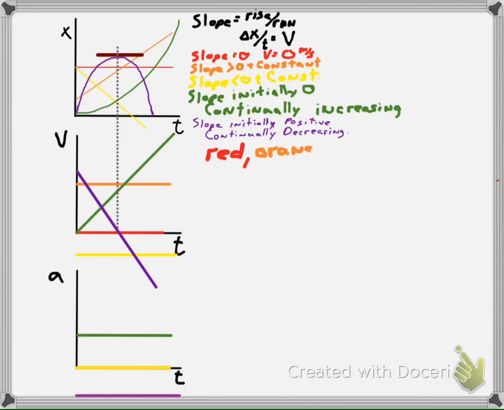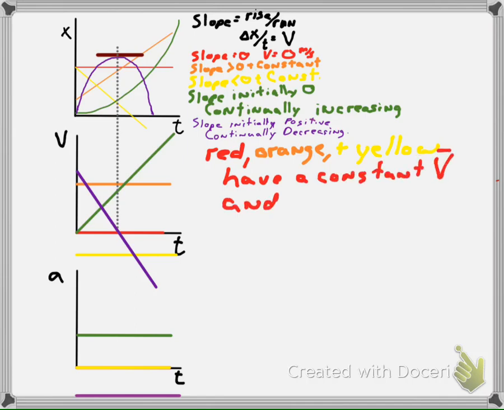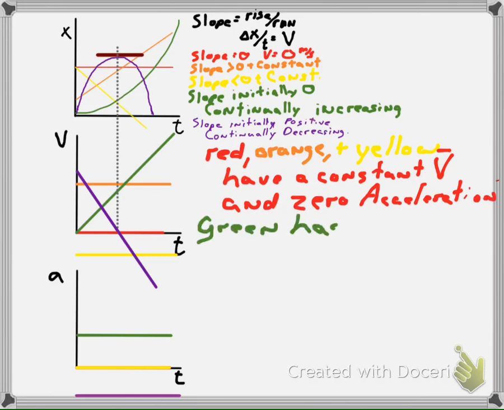So what we've got is red, orange, and yellow. They all have a constant velocity. Red is 0, orange is positive, and yellow is negative, but they're constant velocities. Green, velocity keeps increasing. And then what happens with purple? Starts with positive velocity, it keeps constantly decreasing to 0 and then actually goes negative.